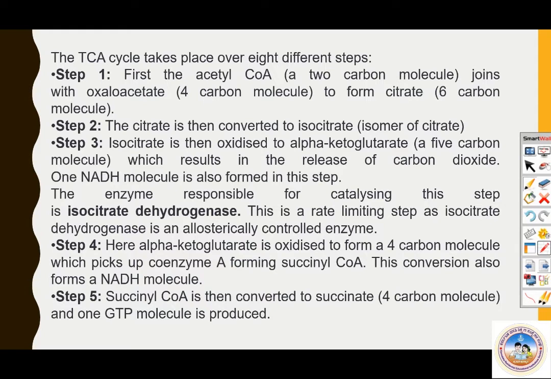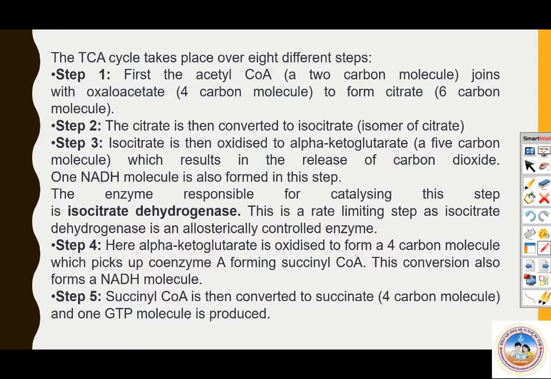Next one, isocitrate is then oxidized to alpha ketoglutarate, which is a 5-carbon molecule, which results in the release of a carbon dioxide, and 1 NADH molecule is also formed in this step. Now, the enzyme responsible for this is isocitrate dehydrogenase. Step 4, alpha ketoglutarate is oxidized to a 4-carbon molecule, which picks up a coenzyme A, forming your succinyl-CoA. This conversion also forms an NADH molecule.